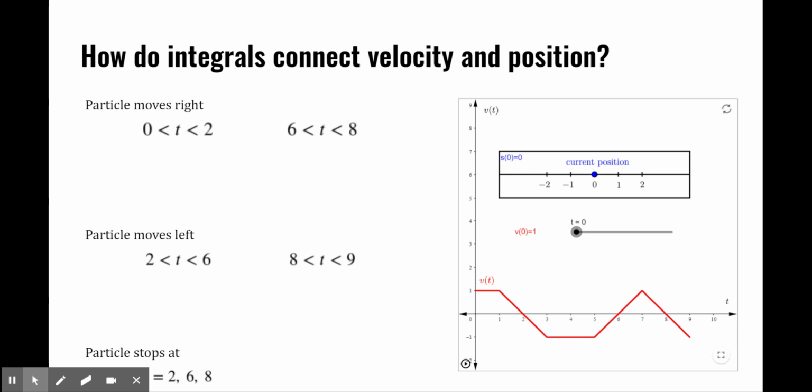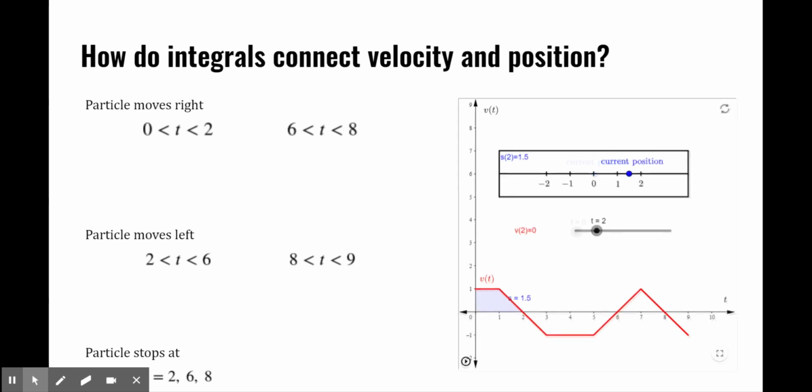In fact, all of these results were discussed earlier in the course in the context of derivatives. Using what we now know about integrals, we can be more specific about the motion that is occurring. Can you see how the area of the blue shaded region on the velocity graph relates to the current position of the particle at t equals 2?